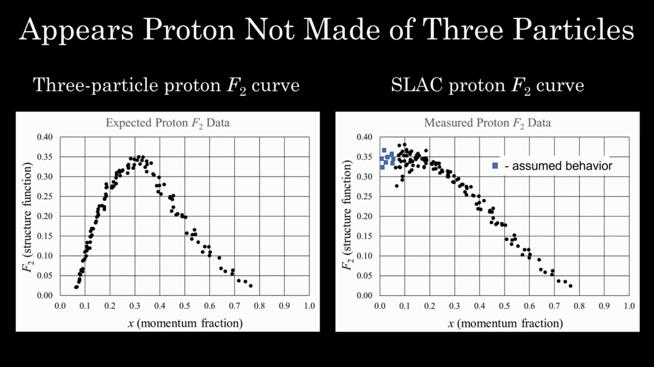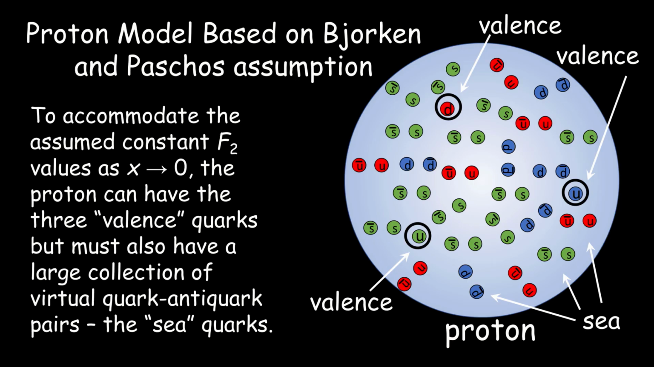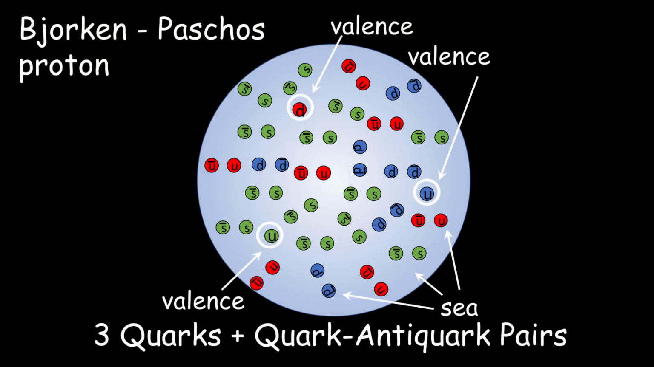However, it was determined that, if in addition to the 3 quarks, the proton contained a distribution of virtual quark-antiquark pairs, later called C-quarks, the F2 would remain constant as x approached 0 as observed. From this, it was ultimately declared that the proton is made of Gell-Mann's 3 quarks, called valence quarks, plus a distribution of quark-antiquark pairs called the C-quarks.